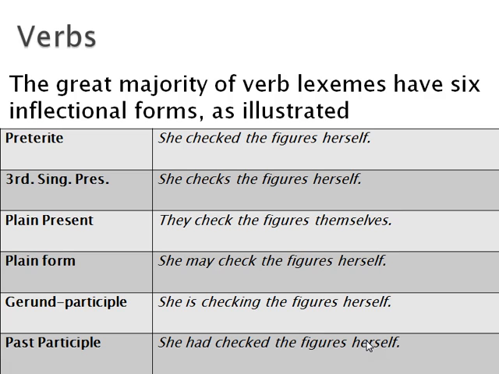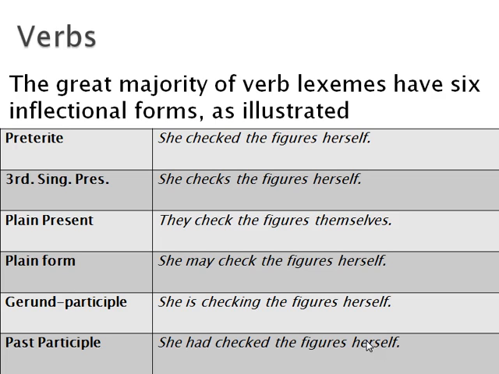And we have some verb forms and verb shapes. Please don't confuse them, because form and shape we traditionally treat as synonyms, but they are not in the case of syntax. So we have six inflectional forms. And what are the six inflectional forms? The preterite, that most people call the past tense, and I'll tell you why we are opting for calling it preterite rather than past tense. The third singular present, the plain present, the plain form, the gerund participle, and the past participle.